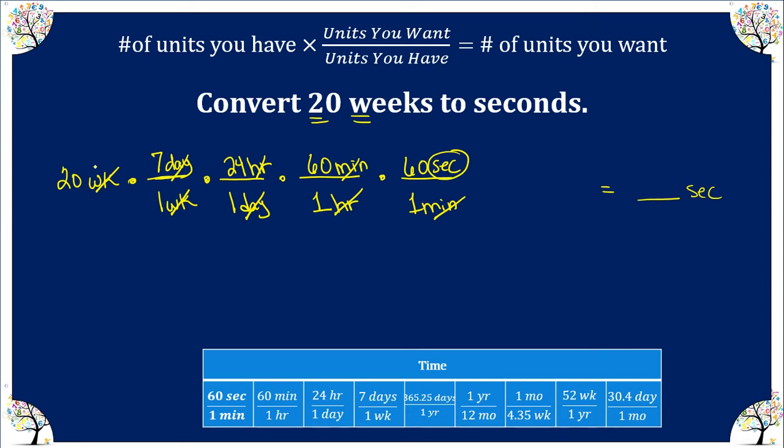So now we're going to multiply all of my numerators and then all of my denominators, which I'm just going to put equals here. And so this is going to be 1 all the way across. And I'm going to take my calculator and I'm going to multiply 20 times 7 times 24 times 60 times 60. And that gives me some large number.